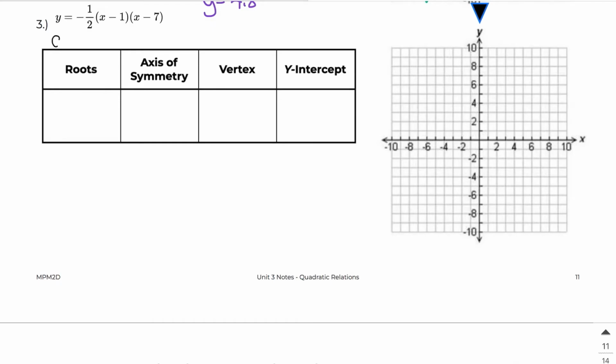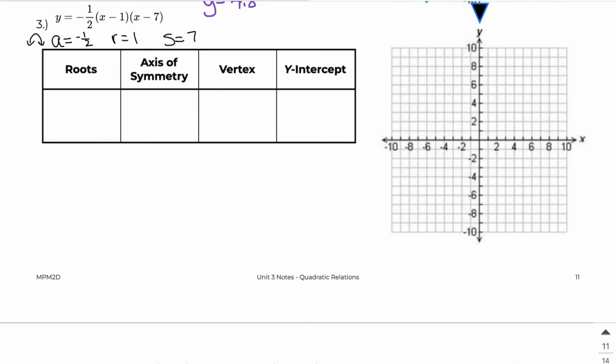Okay, so here our A value, our R value, and our S value. Go ahead, press pause, try to write it down, and then come back to me to see how you did. So you should get A is negative 1/2, R is 1, and S is 7. R and S are both positives because they're always the opposite sign of whatever we have here. The fact that A is negative 1/2 means that our parabola is going to open down.